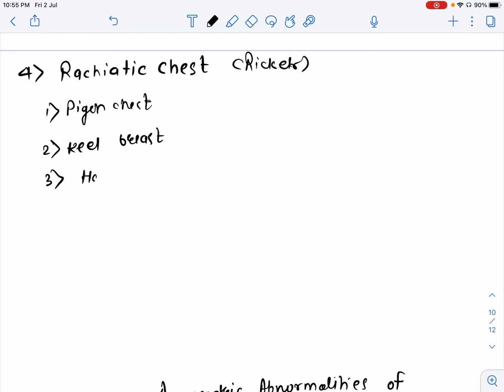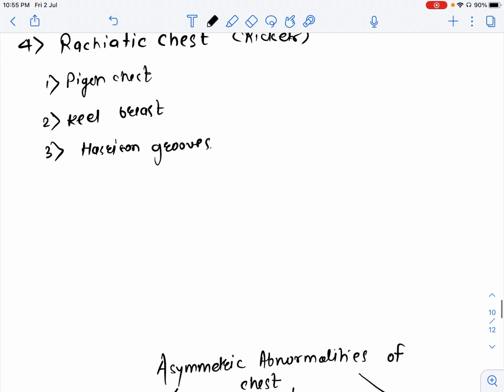Third thing that we have is Harrison grooves. Now this is important. So what are Harrison grooves? These are horizontal transverse grooves from the side of the sternum which go laterally, giving an appearance of a transverse constriction around the chest.